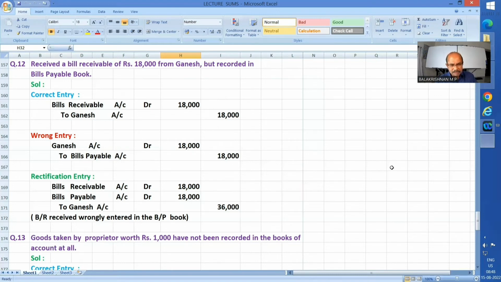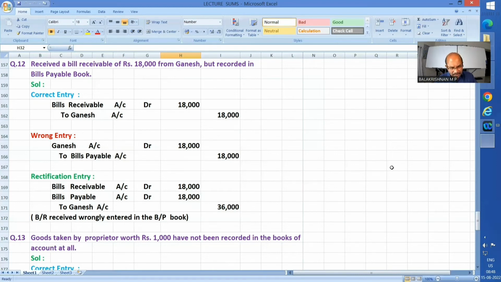Bills payable has been unnecessarily credited. We will immediately debit it. So bills payable account debtor 18,000. Bills receivable is pending a debit, so we need to debit it. Bills receivable account debtor 18,000. To Ganesh, the entire amount of 36,000. It is not that we have put it just like that. A party, instead of debiting, if he has been credited, or a party, instead of crediting, has to be debited, the amount to be rectified will be double the amount. Okay.